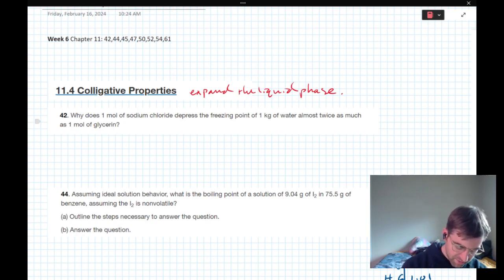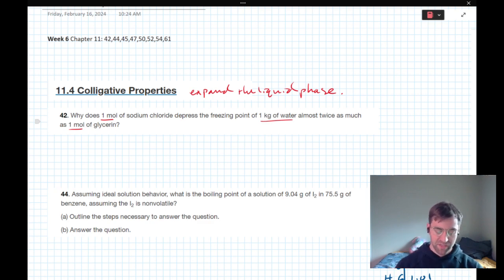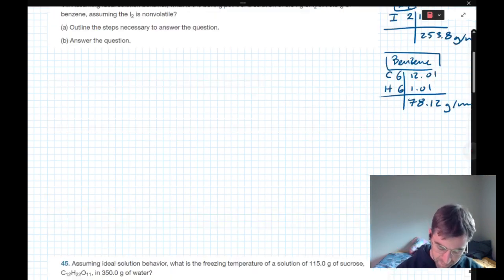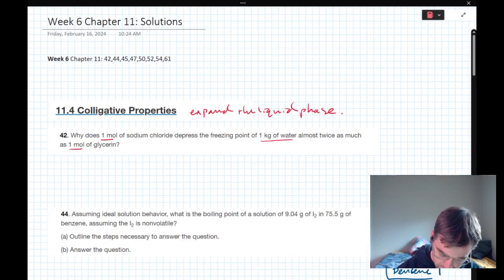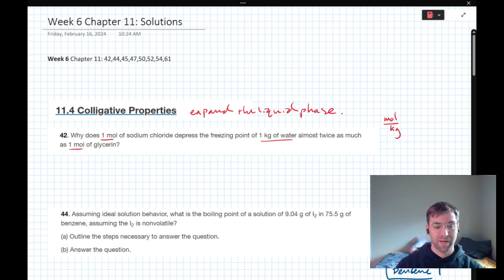There are a couple key hints here. We have 1 mole of sodium chloride and 1 mole of glycerin in our mass of water. And if you remember from last week, moles of solute per kilogram of solvent is a measure of molality. And this is a useful measure because it is independent of temperature, right? And this is kind of getting into exactly why this is a useful measure.